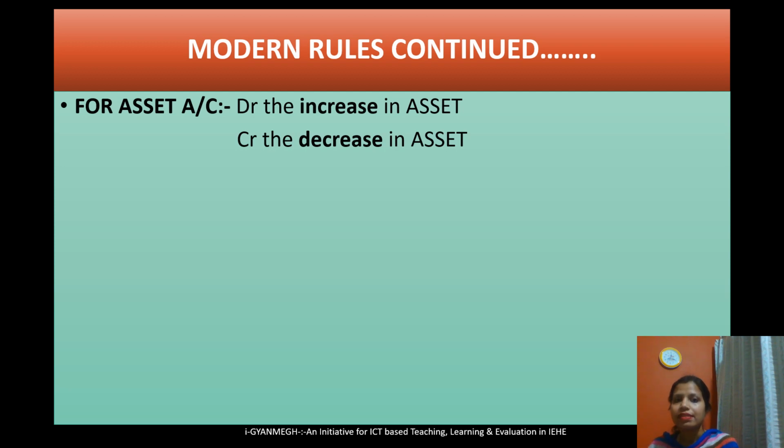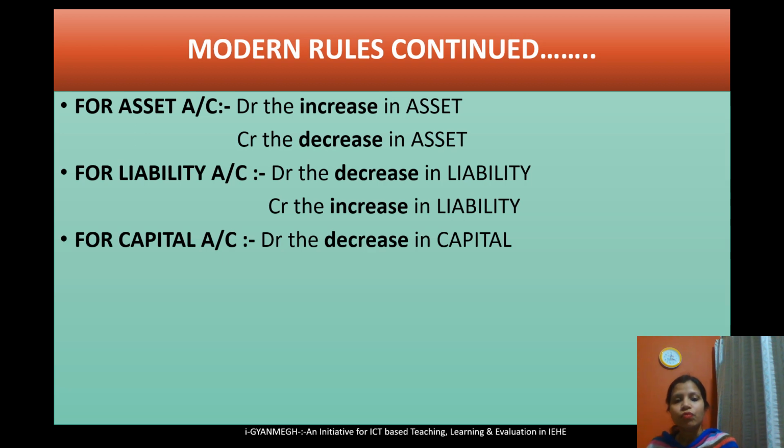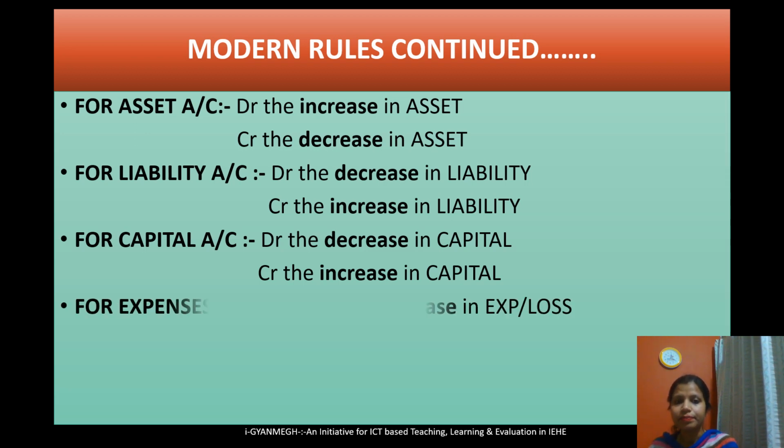Means when asset increases it will be debited, when asset decreases it will be credited. For liability, debit the decrease in liability, credit the increase in liability. Means when liability decreases you have to debit it, when liability increases you have to credit it. For capital, debit the decrease in capital, credit the increase in capital. Same rule that we have done in liability.